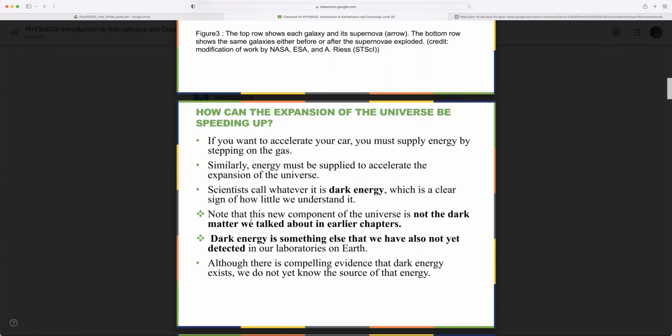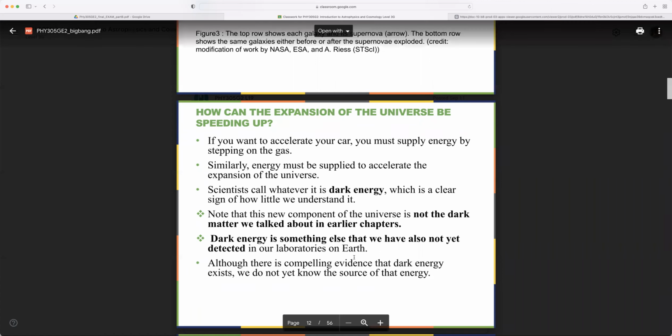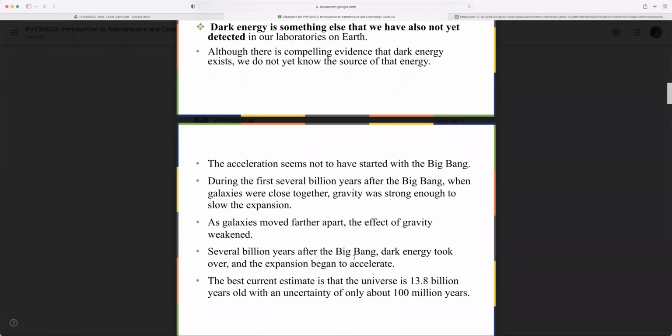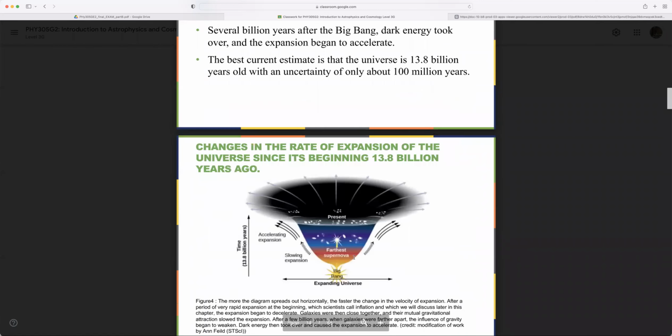So dark matter, we don't know exactly what it is, and dark energy also we have never detected in our laboratories or anywhere like that, right? But there is compelling evidence that dark energy exists. The problem is we don't know yet what the source of this dark energy is. Right, so that's the story.